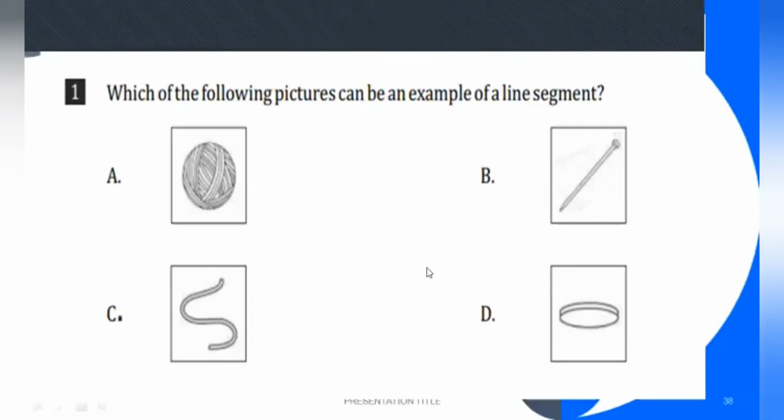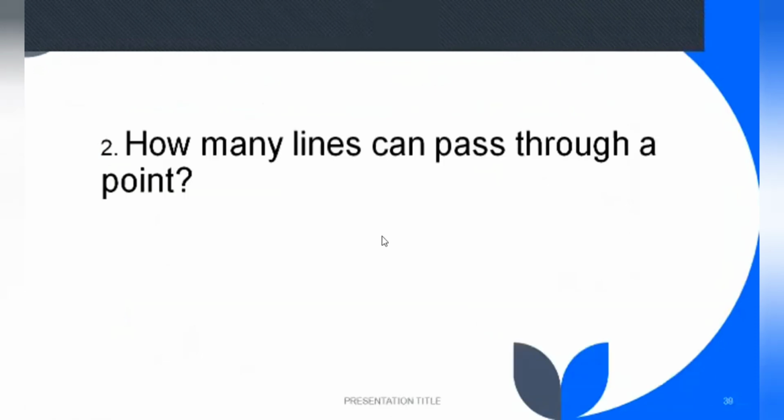Okay, so now the child can relate the knitting concept to a line segment, where the child will be able to understand what a line segment is with the help of the knitting threads. Then we can ask, how many lines can pass through a point? That also can be illustrated with the help of the knitting process. So here the child can see real life examples and relate them to the mathematical concepts.